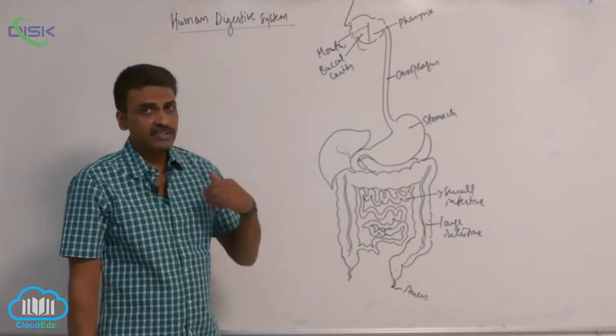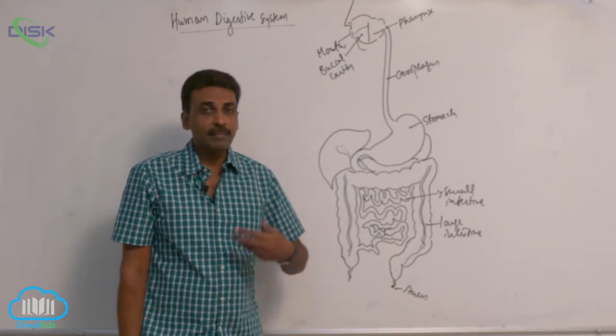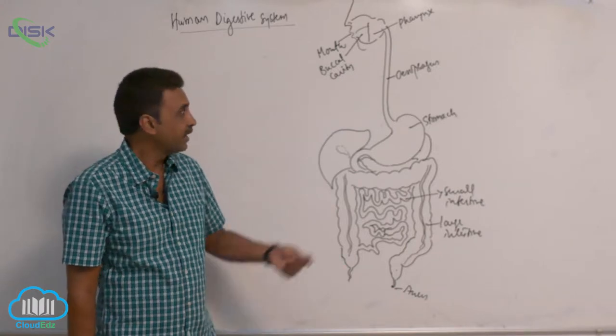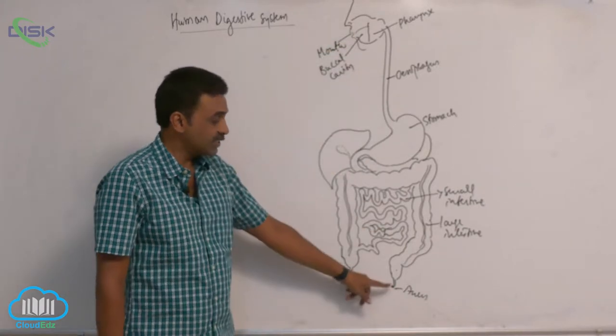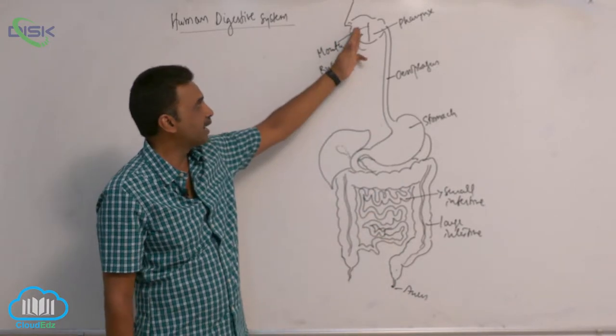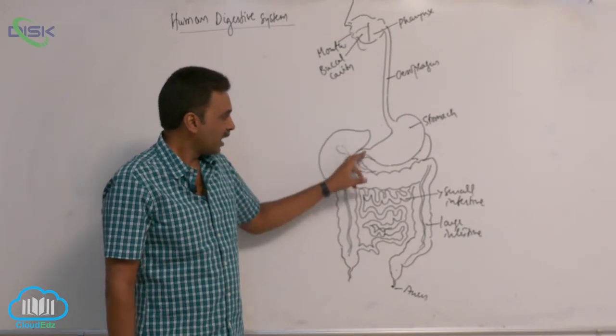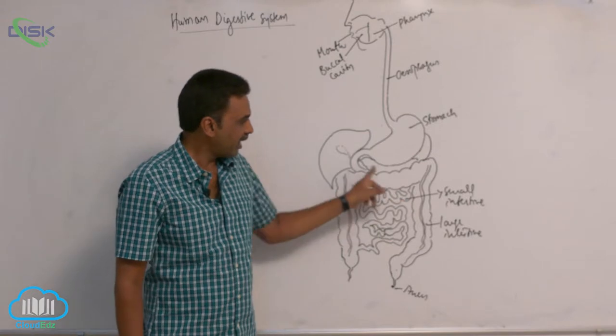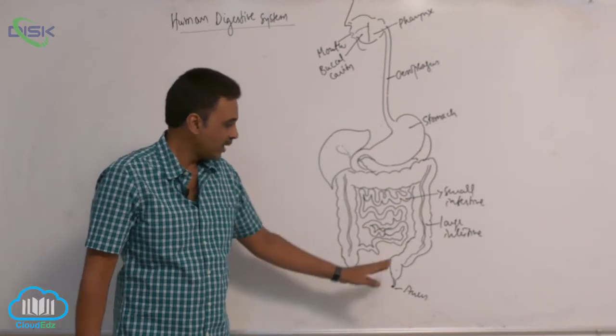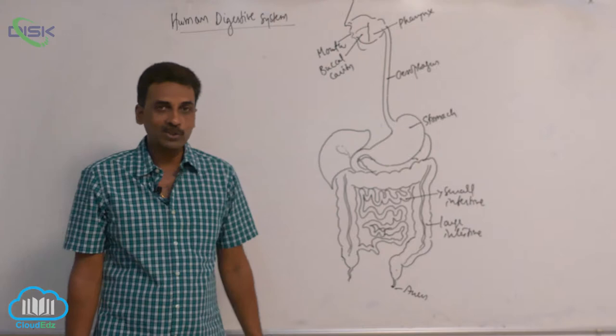So the alimentary canal is also called the gut. It begins with the mouth and ends with the anus. In between you can see the buccal cavity, pharynx, esophagus, stomach, small intestine and large intestine. The large intestine terminally opens outside by the anus.